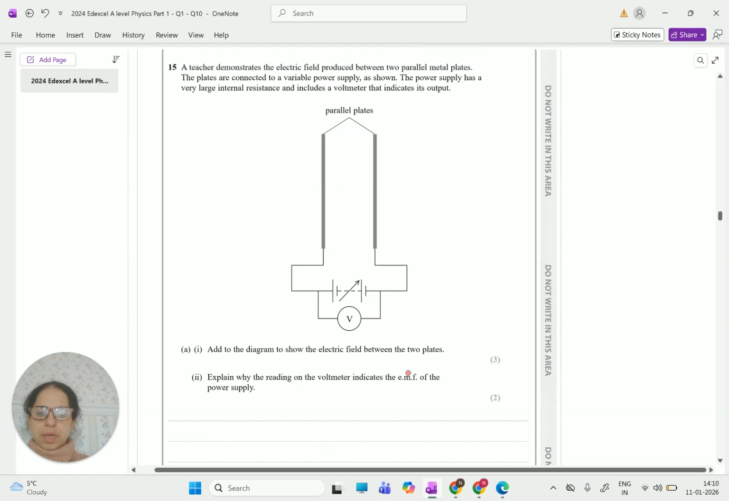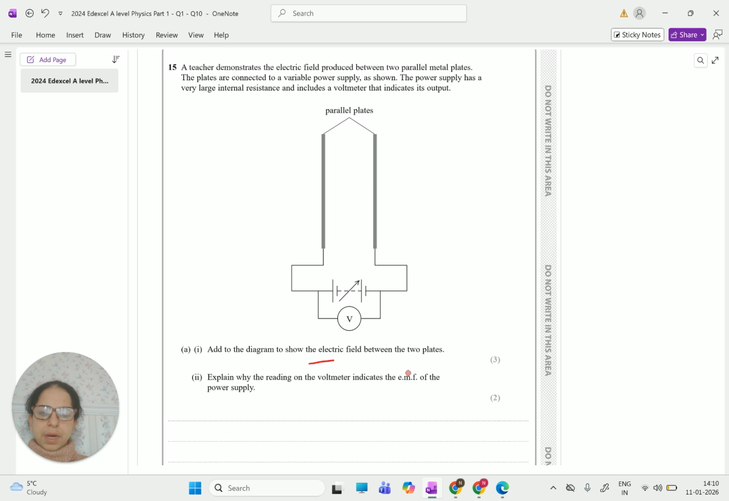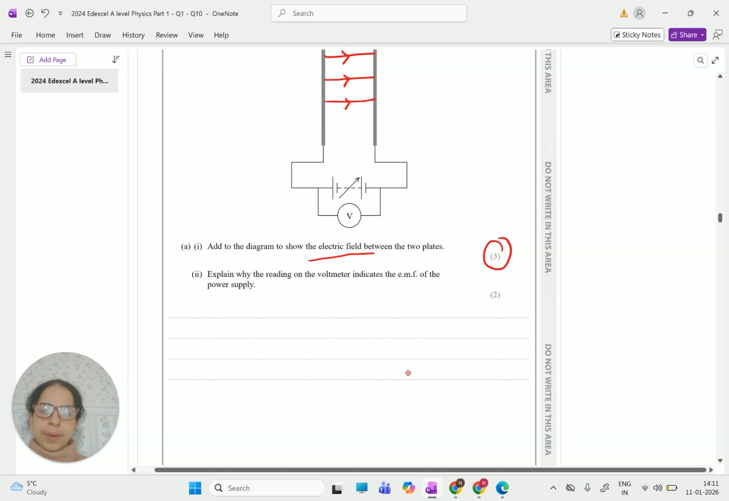Now this one is asking you to add to the diagram how the electric field between the two plates changes. It's 3 marks. To be on the safe side, draw 3 lines. This is a positive plate, so it starts from the positive plate and ends on the negative. If you don't put the arrow, you don't get the mark. If your lines are not equally spaced, you don't get the mark.